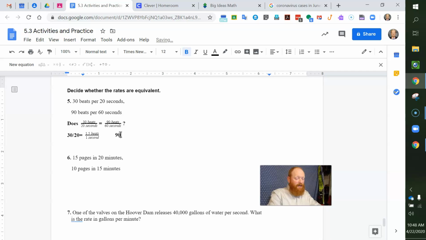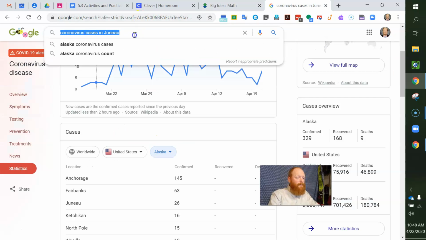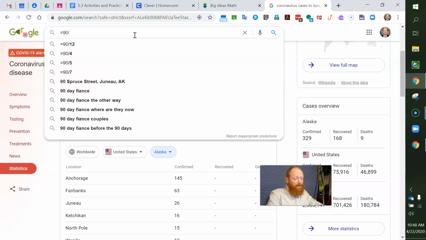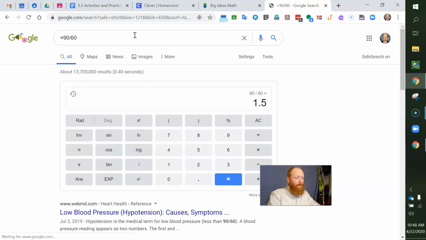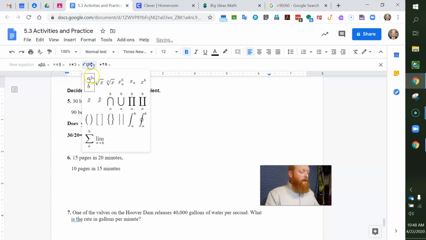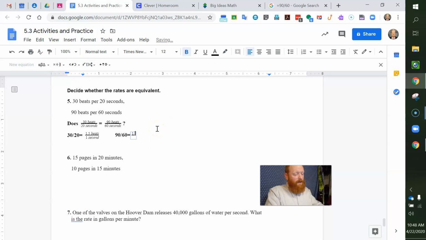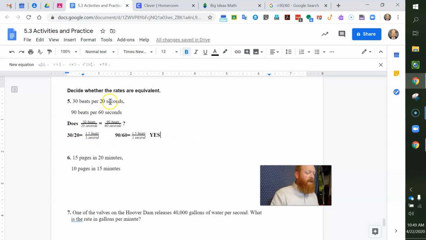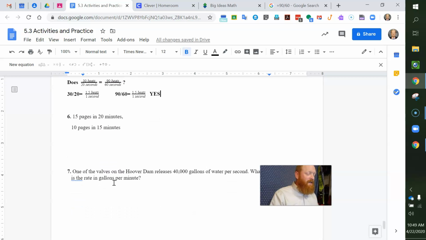And we would divide 90 by 60, which equals 1.5. So that equals 1.5 beats per 1 second. So the answer here is yes, that 30 beats in 20 seconds is the same as 90 beats in 60 seconds.